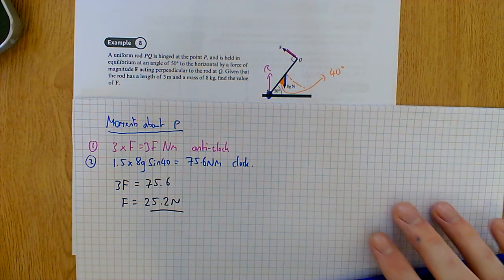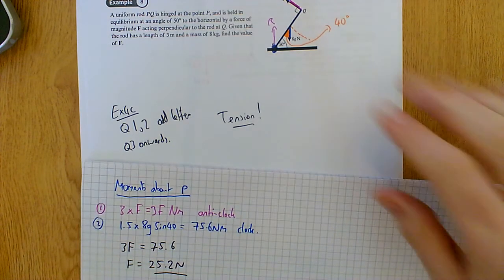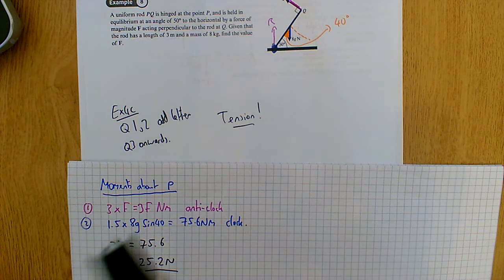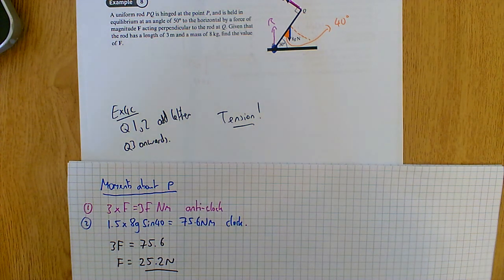Okay, that's example 8, and that's the third lesson of moments. Here are the questions for you to do. We've got questions 1 and 2, just do the odd letters of those. Question 3 onwards get progressively harder, but there's some really good exam style practice in there.